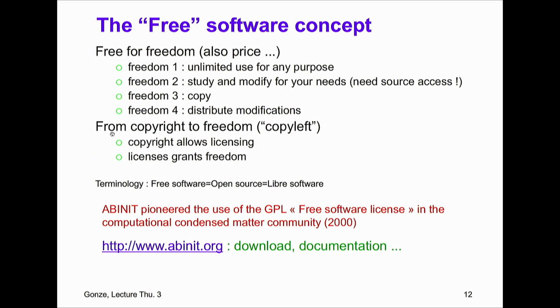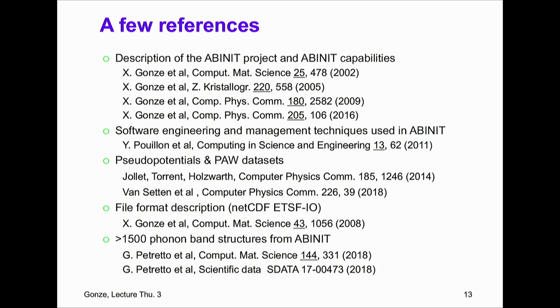Okay, so like Quantum-Espresso and some other codes in the academic community, we have a free license, the GPL, General Public License, that gives you a lot of freedom, unlimited use for any purpose. You can study and modify for your needs. You can copy and even distribute modifications. So if you're interested to know exactly what this licensing scheme is about, we can discuss afterwards. And on this website, you can have the download and the documentation. A few references. So everything is on the website of the school.